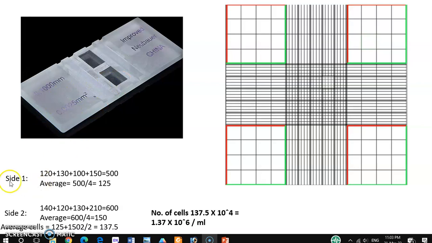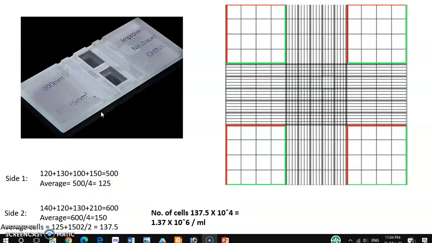So for example, in side 1, if you have 120, 130, 100, and 150, in total 500 cells. It means side 1 has 4 squares, and these 4 squares contain in total 500 cells. After that you have to average it, so it should be 125 in every square. In each square the cell count should be 125.